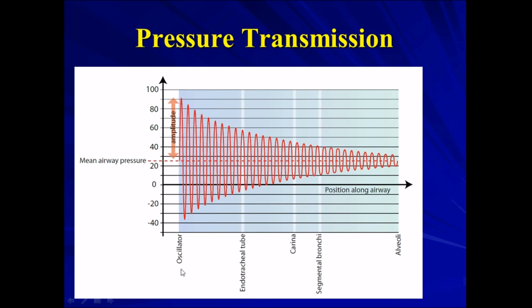Again, this is the oscillation, the delta pressure or the amplitude or the power. You see it's decreasing gradually. Here is the endotracheal tube, here is the carina, here is the segmental bronchi, here is the alveoli. Gradual decreasing of the pressure. This is the inertia effect.